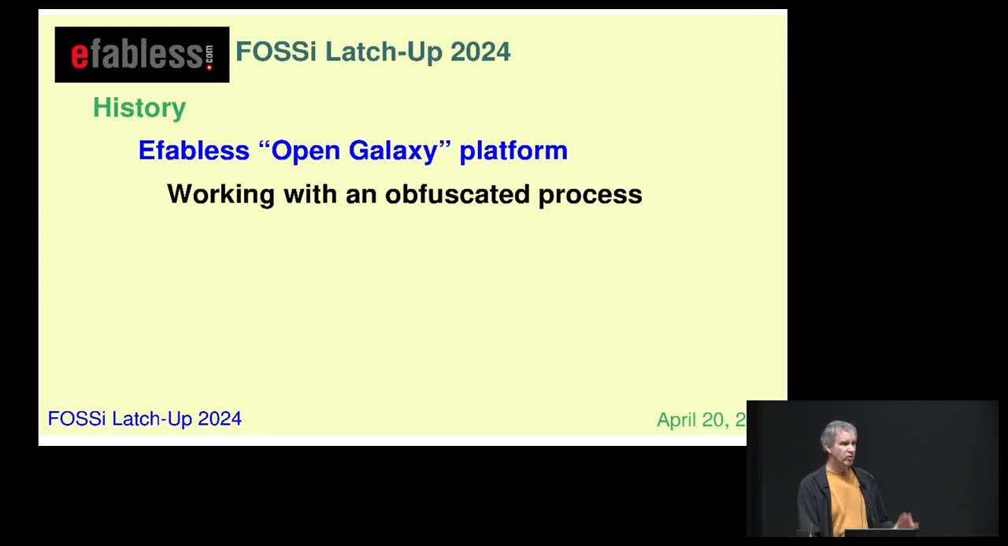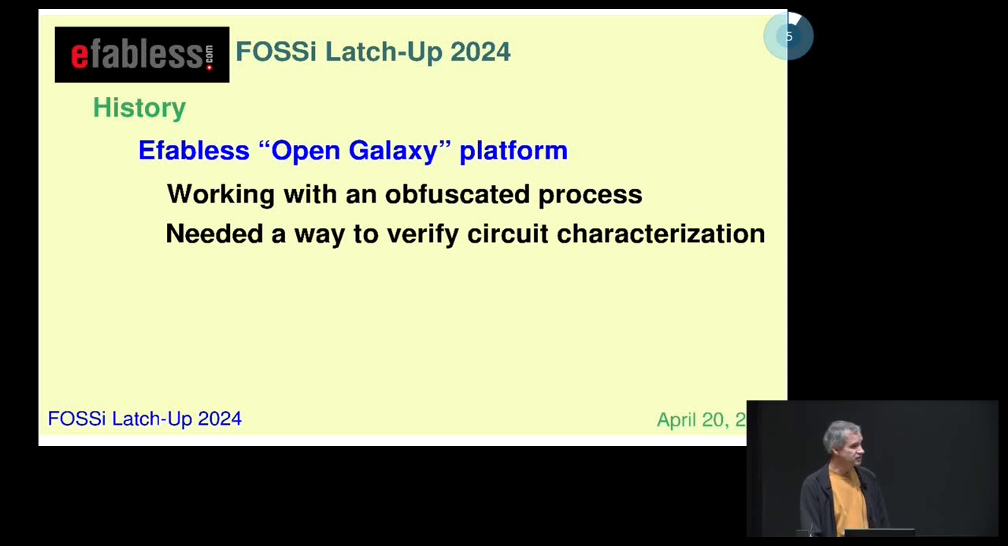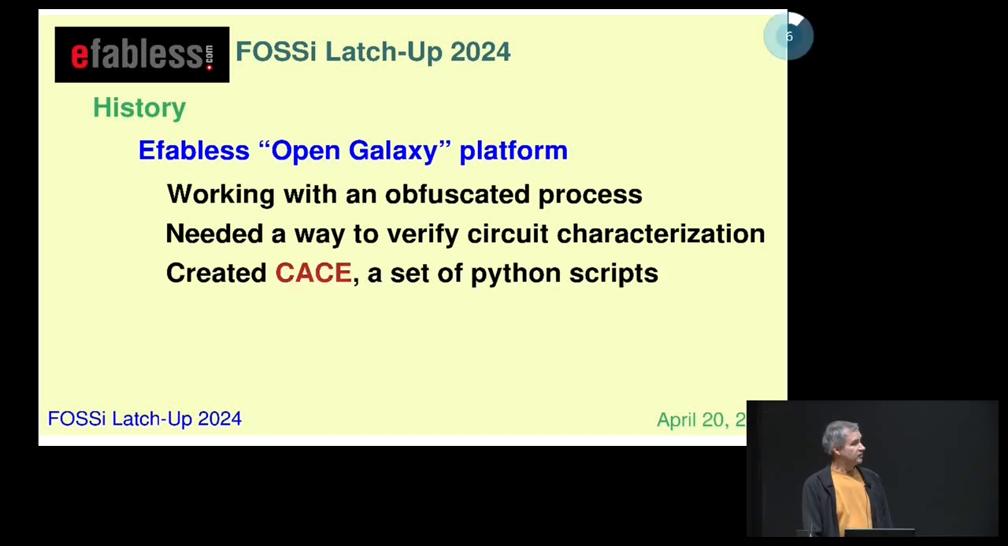But we were, at the time, working with an obfuscated process. That was the XFAB XH018 and XH035 processes. And the problem with that was that all the primitive devices were not able to be open source, so we couldn't show those to the users, but we wanted the users to be able to do designs on our system. So we needed a way for them to verify the circuits that we had on our system. And so we created this system called CASE, which was basically a set of Python scripts.